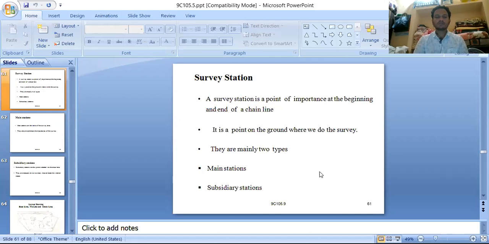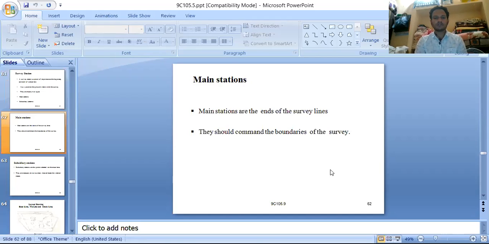Now we'll discuss some of the definitions in chain survey. First we have survey station. A survey station is a point of importance at the beginning and end of a chain line. It means the starting and ending points may be called survey stations. It is a point on the ground where we do the survey. There are mainly two types, main stations and subsidiary stations.